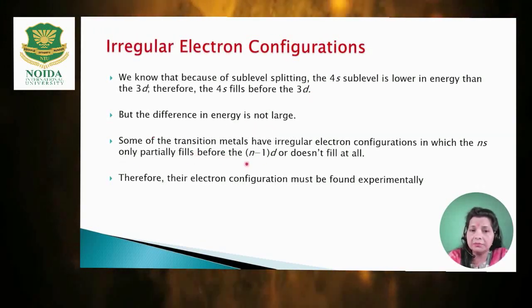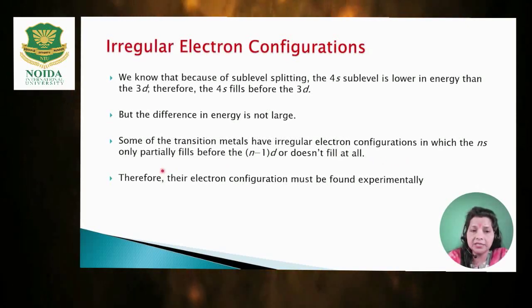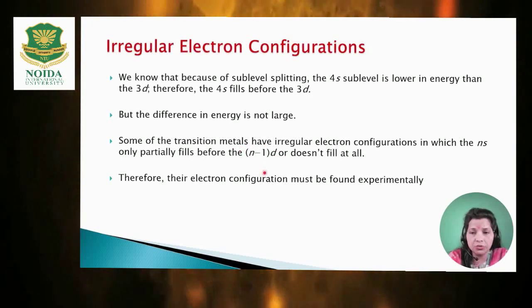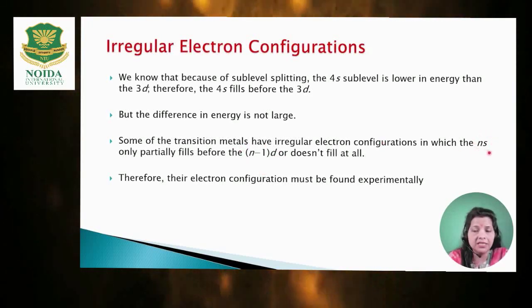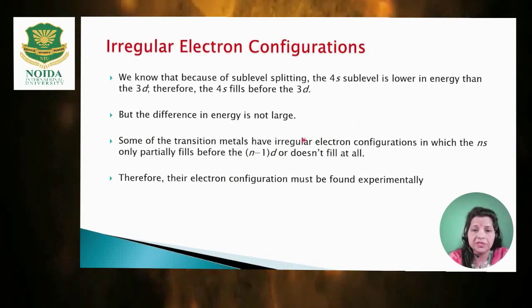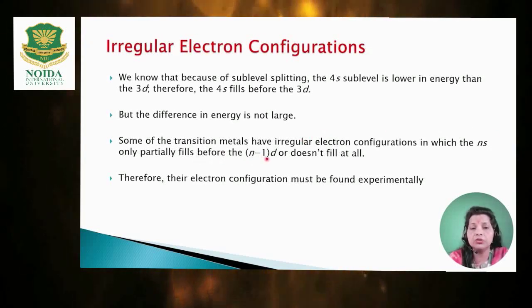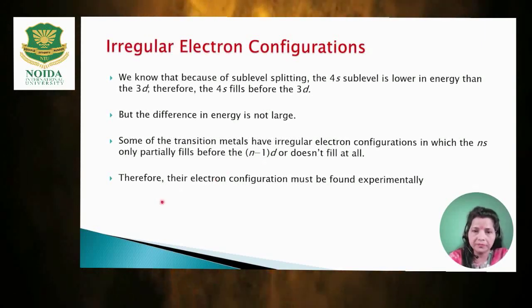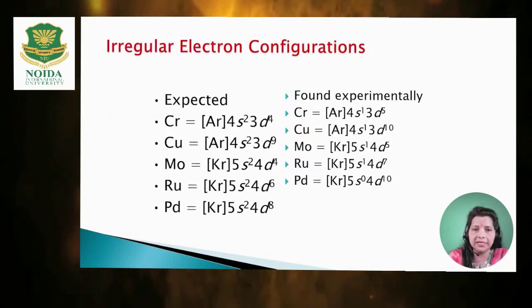Some of the transition metals have irregular electronic configuration in which the ns only partially fills before the n-1. What I just told you: ns has either ns0 or ns1 rather than ns2, and the electrons go to the n-1 d orbital prior to it. So the electronic configuration of this type of metal must be found experimentally, right?